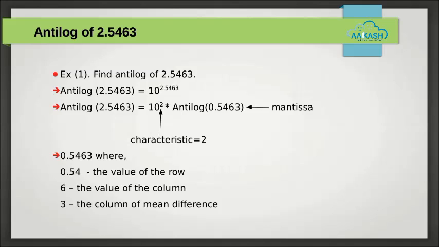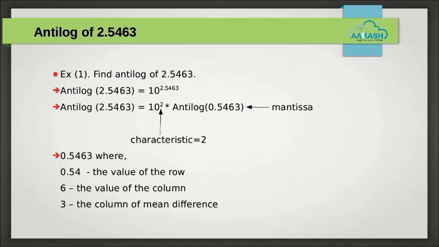Now let us understand calculation of antilogarithms with a few examples. Find antilogarithm of 2.5463. Now, since antilog of x is 10 to the power x, applying the same property here, we get antilog of 2.5463 equals 10 raised to the power 2.5463. Therefore, it becomes 10 square multiplied by antilog of 0.5463, where 2 is the characteristic and 0.5463 is the mantissa.